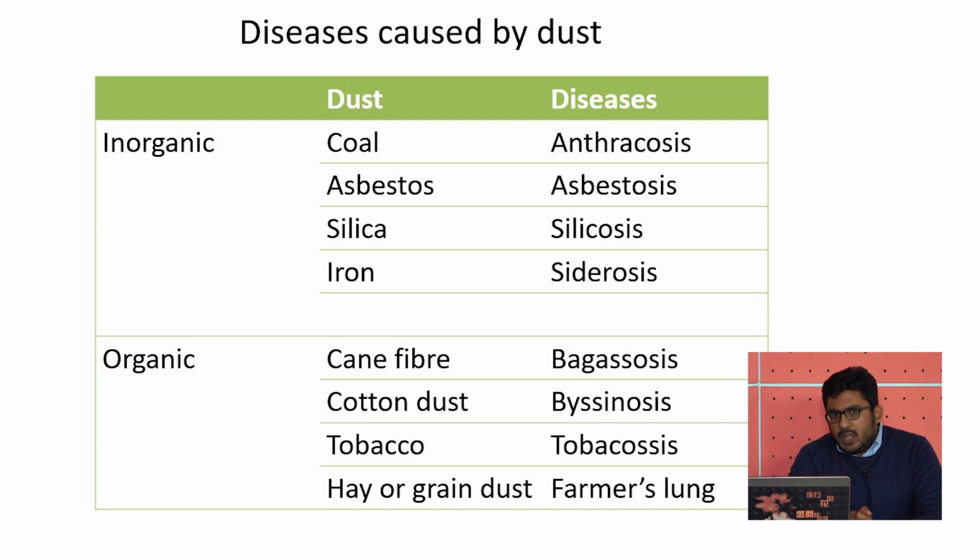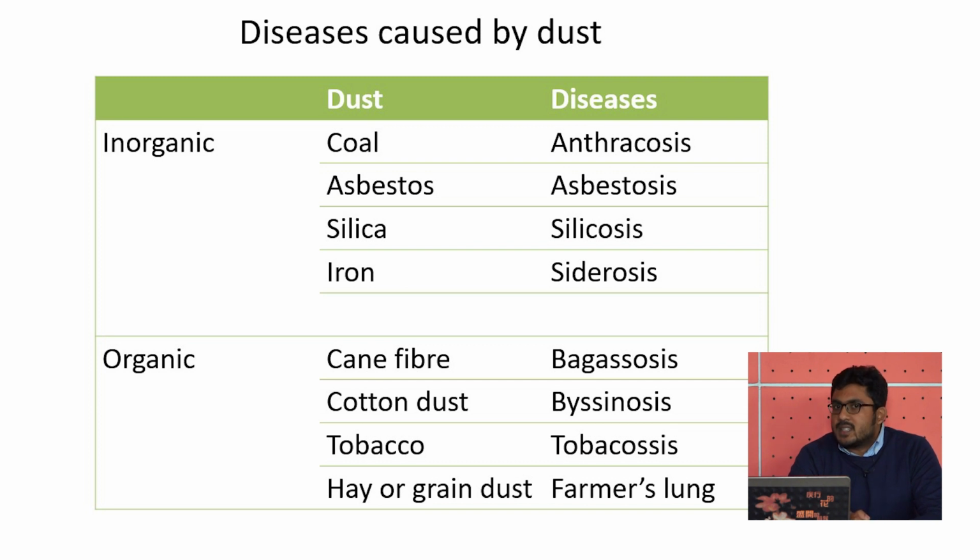Inorganic, if we simply use a mnemonic, is Ka-Shi. Ka-Shi means C for coal, anthracosis; asbestos, asbestosis; S for silica, silicosis; and iron, siderosis. Organic also has a simple mnemonic, CCTH. C for cane fiber, bagassosis; cotton dust, byssinosis; tobacco, tobaccosis; hay or grain dust.